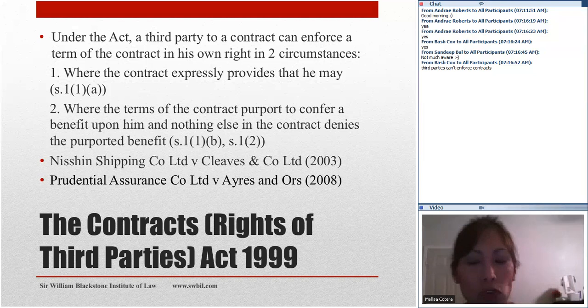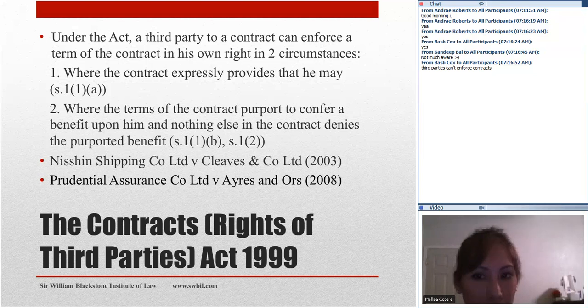So there was no evidence to conclude that the contracting parties intended that the charterers should not be entitled to rely upon the Act. So in this case, Cliff, as a third party, could enforce the term of the contract between Nishin and the other charter parties. And this was because of Section 1 of the Act.